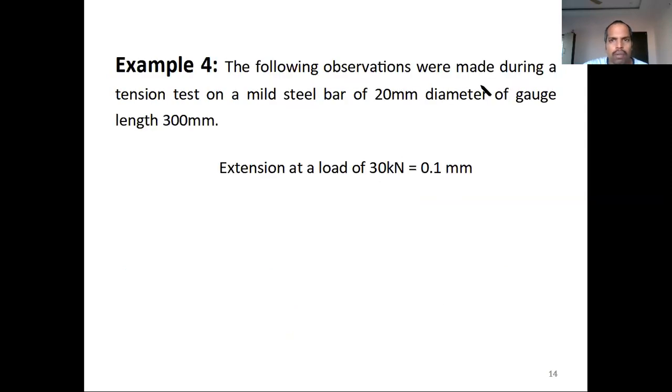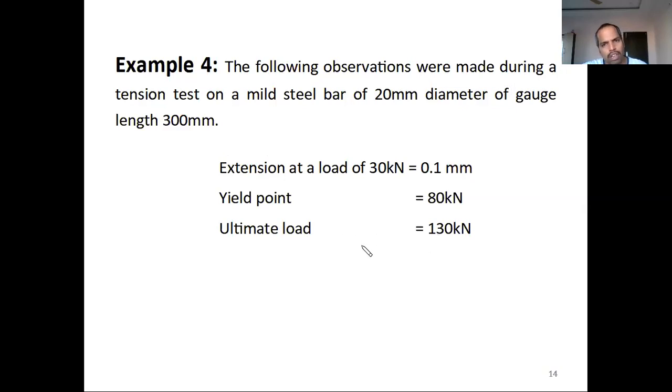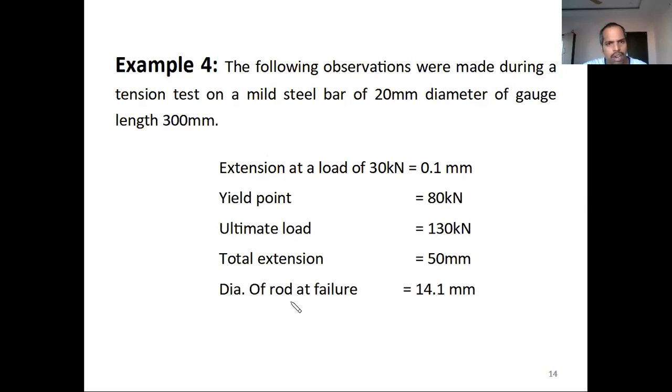The following observations were made during a tension test on a mild steel bar of 20 mm diameter and gauge length 300 mm. Extension at a load of 30 kilonewtons is equal to 0.1 mm. The load at yield point is 80 kilonewtons, the load at ultimate point is 130 kilonewtons, and the total extension is 50 mm. The diameter of the rod at failure is 14.1 mm.